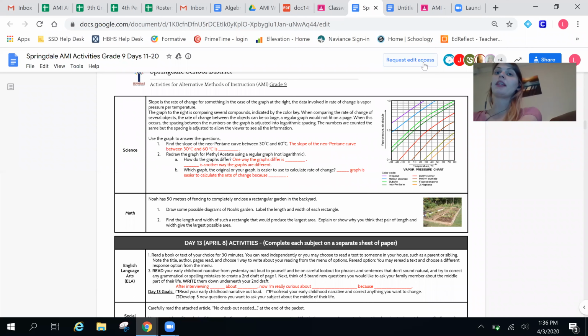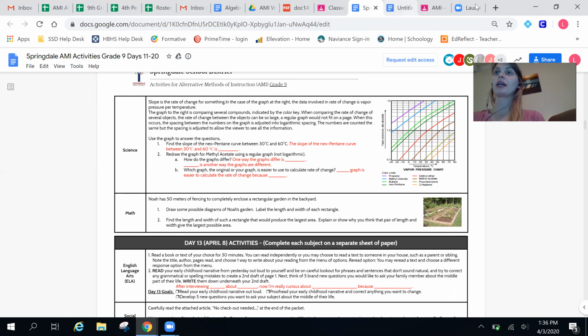Then it says find the length and width of such a rectangle that would produce the largest area. Explain or show why you think that pair of length and width would give the largest possible area. So we have two things we need to do here. The first thing we need to do is draw out several options of length and width, several gardens in their various areas. And then the next thing we need to do is decide which one has the largest area.